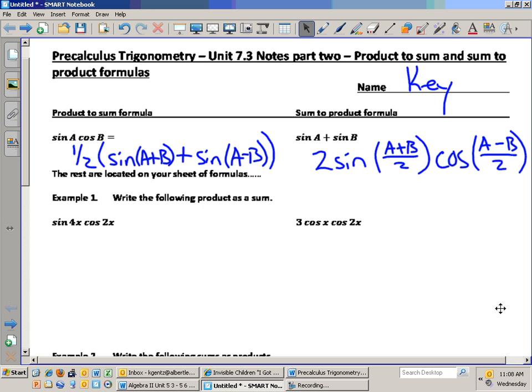So, okay, take out your sheet of paper that has all of your formulas on it, and I can show you where these are at.